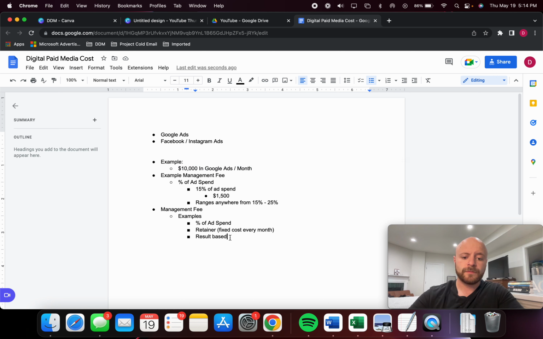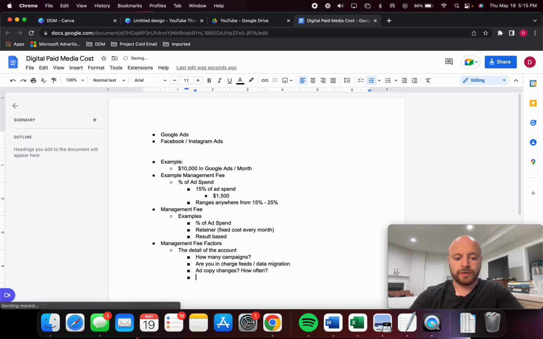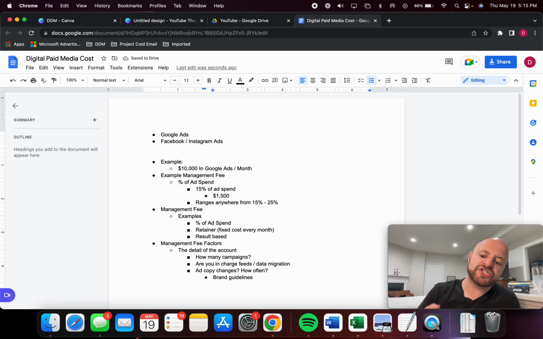So, management fee factors. It depends on the detail of the account. How detailed is the account? How many campaigns? Are you in charge of feeds and data migration? Because that adds another layer. Sometimes you are, sometimes you aren't. Ad copy changes, how often? Within that, there are brand guidelines. All this stuff starts to add in.